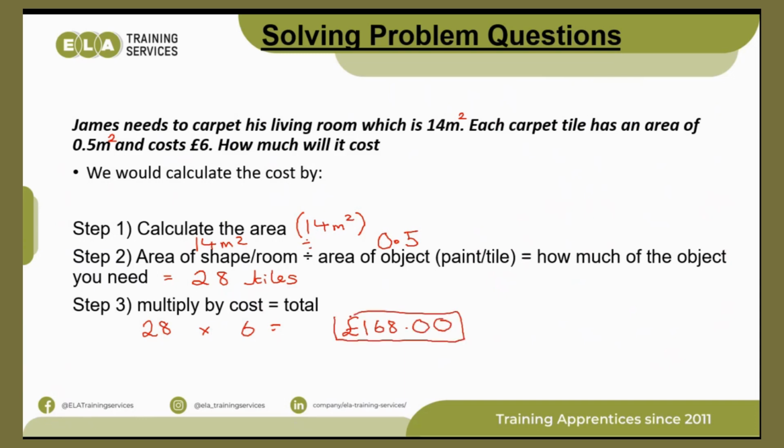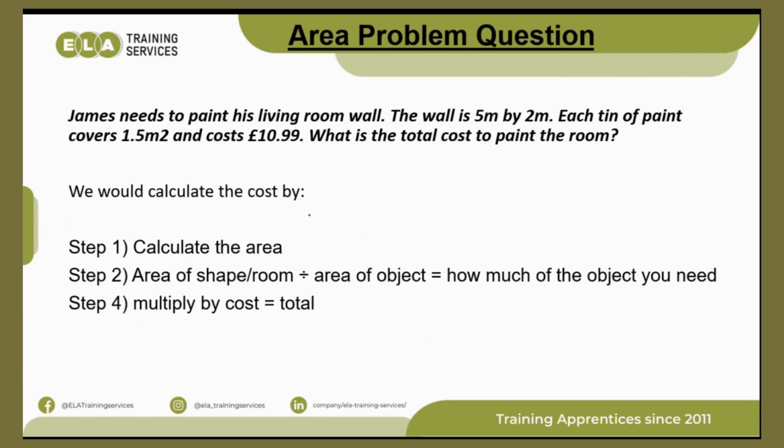And there are 3 steps again to working out area problem questions. So now let's have a go at some. So James needs to paint his living room wall. The wall is 5 by 2 metres and each tin of paint covers 1 metre squared and costs £10.99. What is the total cost to paint the room?